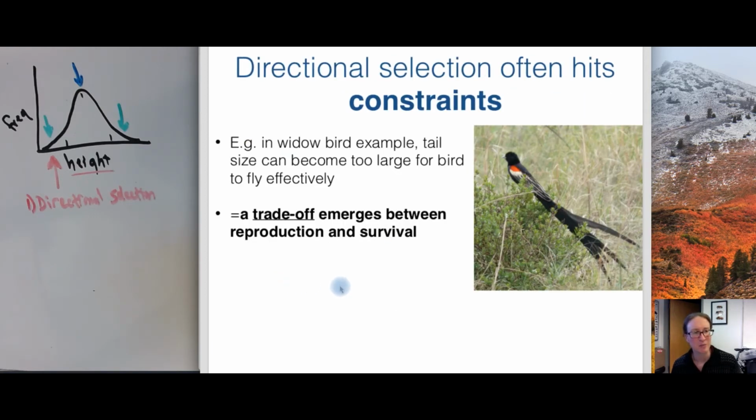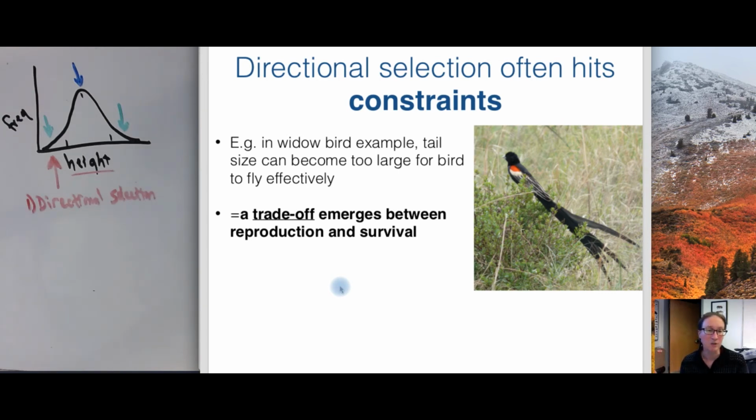But that actually brings up a point, which is that oftentimes directional selection can wind up running into a constraint. So in the widow bird example, although longer is better as far as females are concerned, a bird's tail can start to get so long that the bird really can't fly effectively anymore. And so in that case, we actually have to think beyond just a single trait. So we can't just be hyper-focused on tail length. We have to think about being able to fly and do other things.